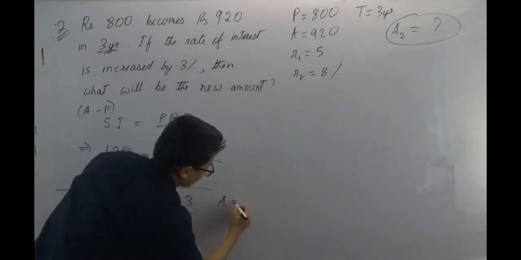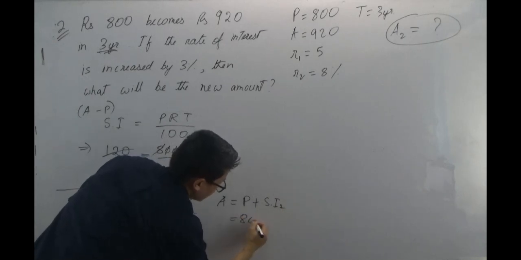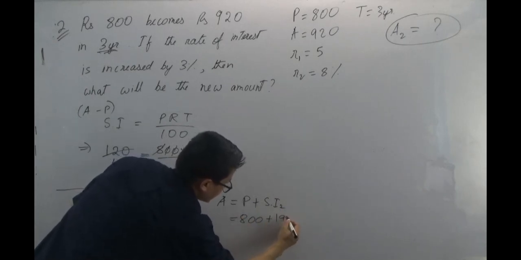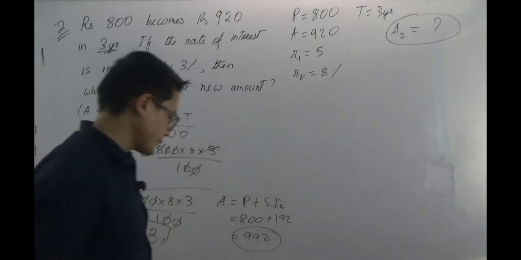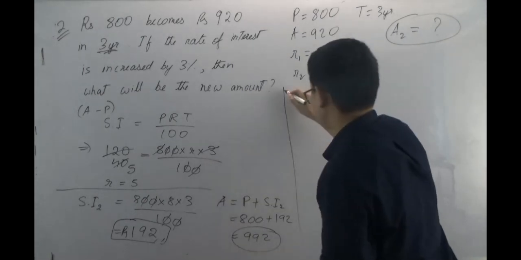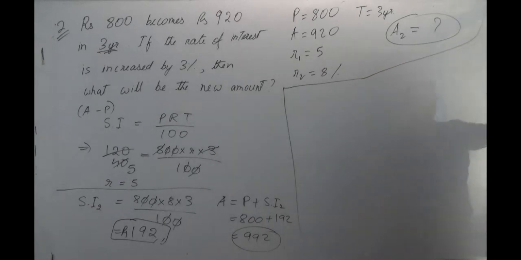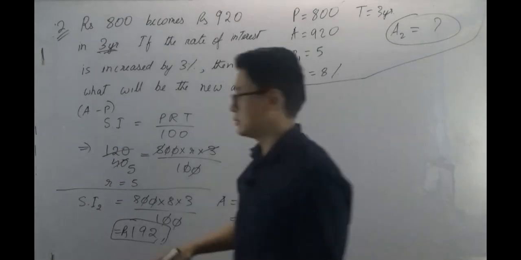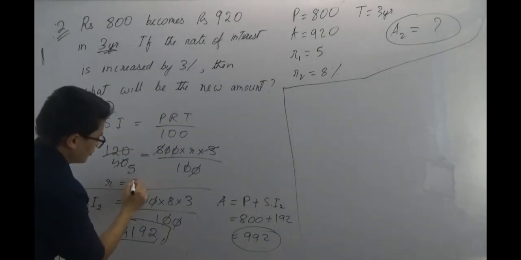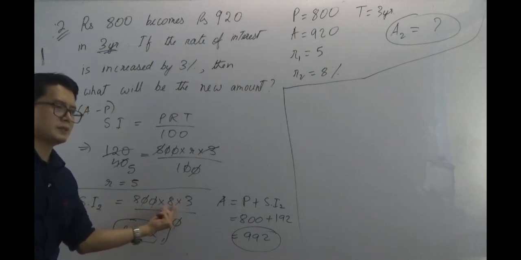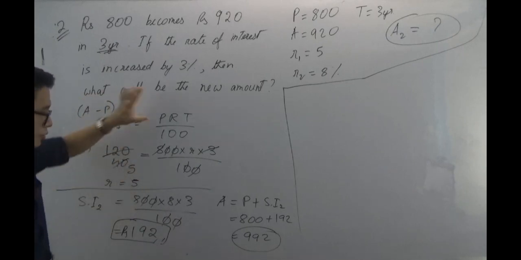The amount is principal plus the new interest. So 800 plus 192 is 992. So the answer is this. This is what you would have done with the traditional method. The same formula has been used twice.